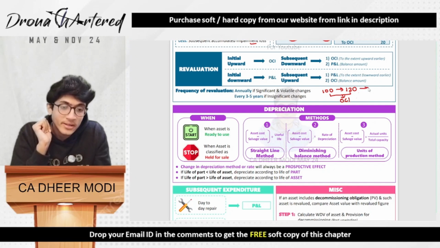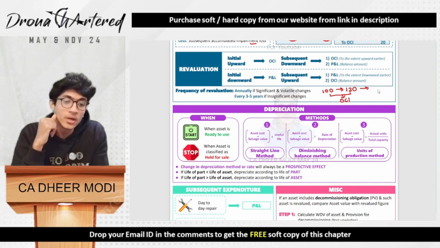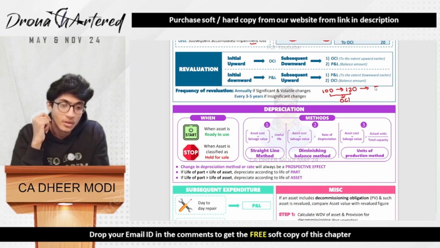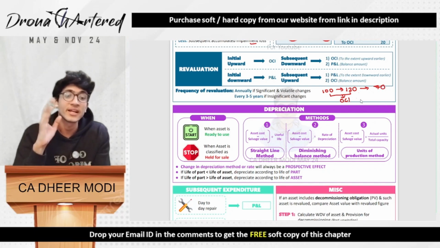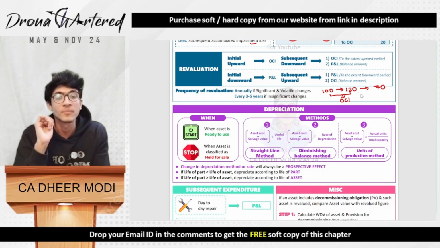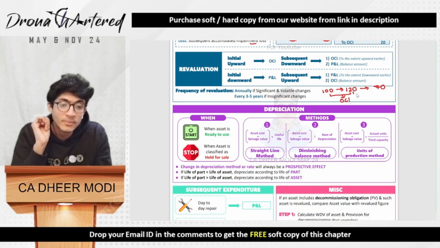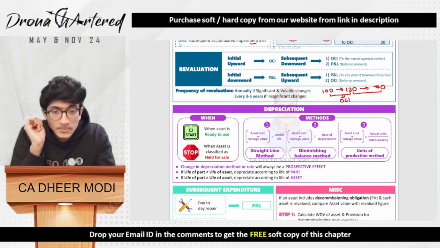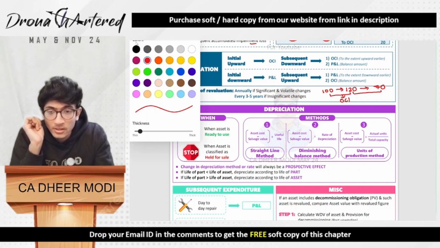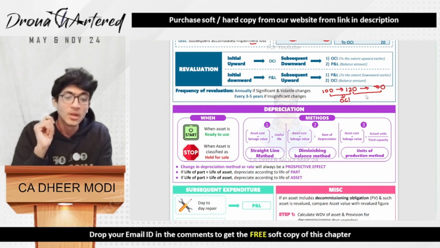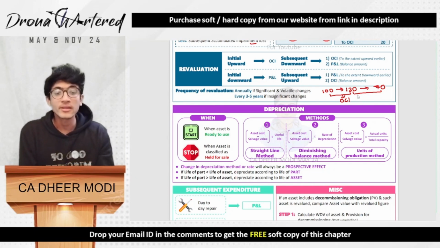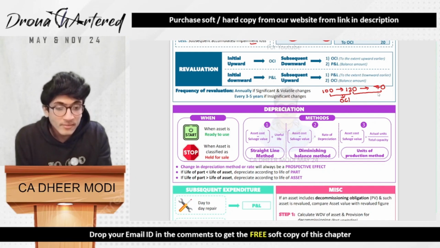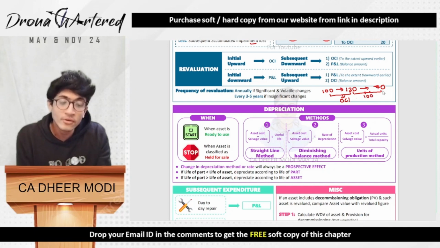Now this 120, if it is revalued again the next year, say for example it is revalued to 70. That means it is revalued even lower than 100. So now what do we do? Between 120 to 70, what you have to realize is we will first have to stop at 100. So between 120 to 70, there is one stop at 100, and then there is from 100 to 70.